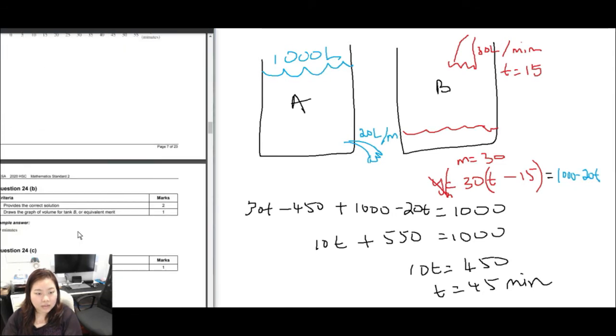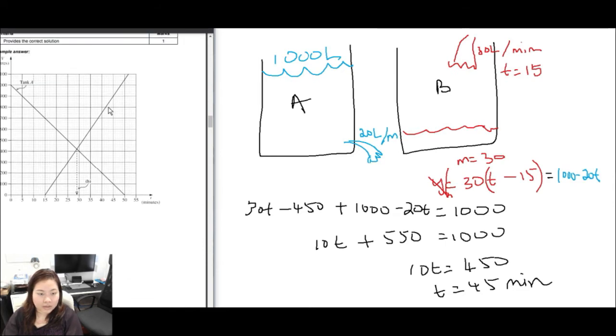24C. Yeah, 29 minutes, we got that. 45 minutes. Nice. So if you draw a very, very good graph, where every point is where it's supposed to be, all you need to do is read it off the graph and pick a time where the addition of the two volumes is 1,000 liters, which should be at 45 minutes.